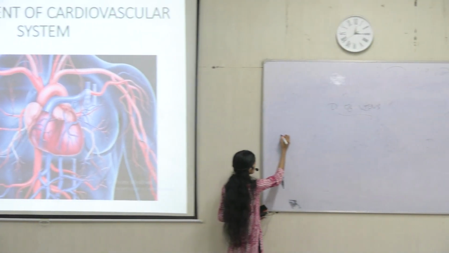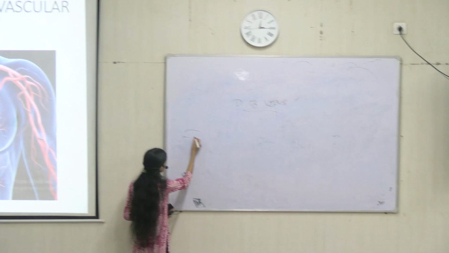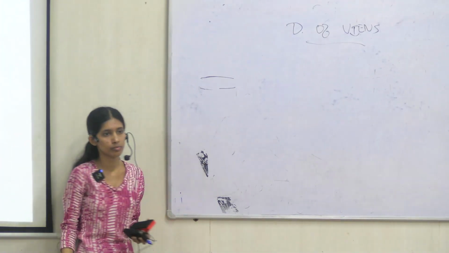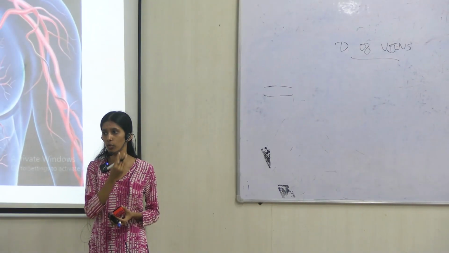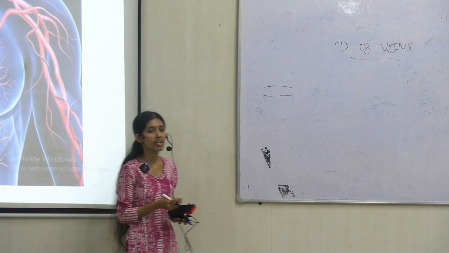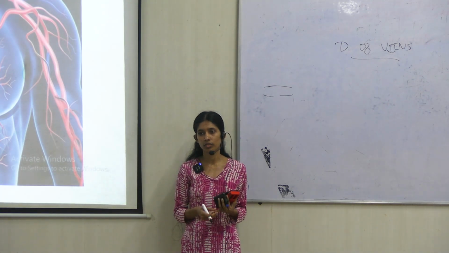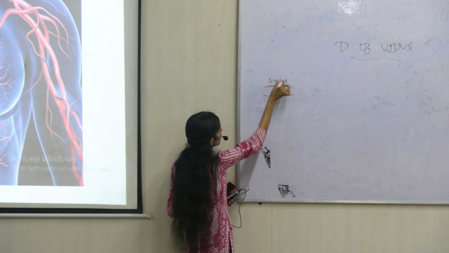So we all know, what is the venous end of your developing heart tube? There are two ends in your developing heart tube. One is the arterial end and another one is the venous end. So what is the name of the venous end? It is called sinus venosus. So this is the sinus.